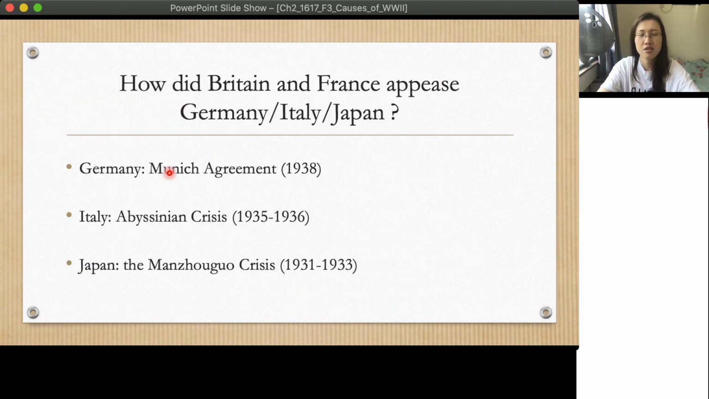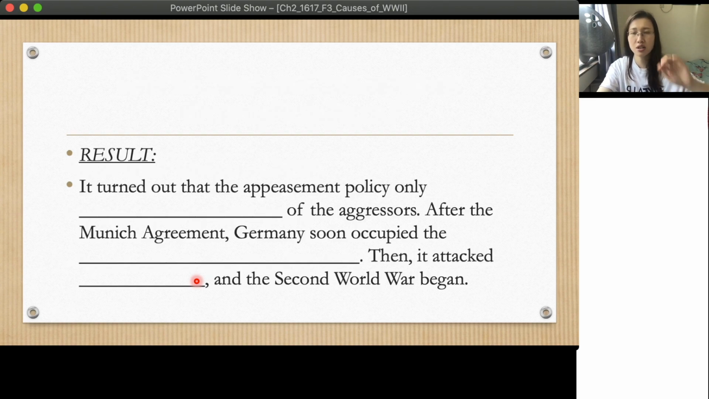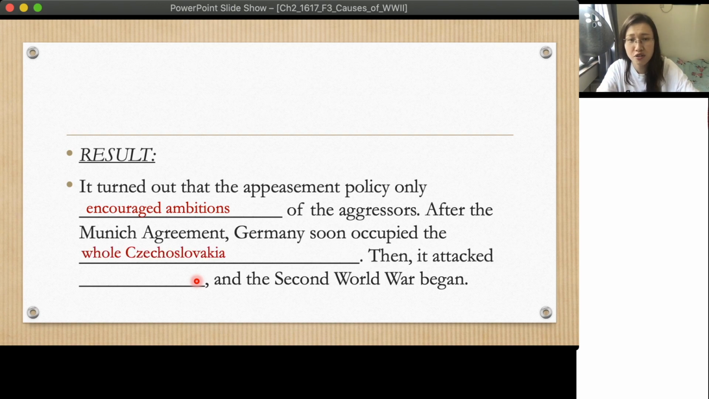So we talked about these three examples of how they appeased Germany, appeased Italy in the Abyssinian Crisis, and appeased Japan in the Manchukuo Crisis, right? So if we need to conclude about the result of the appeasement policy, it's very obvious that it only encouraged the ambitions of the aggressors. After the Munich Agreement, Germany soon occupied the whole of Czechoslovakia, then Poland, and the Second World War started.